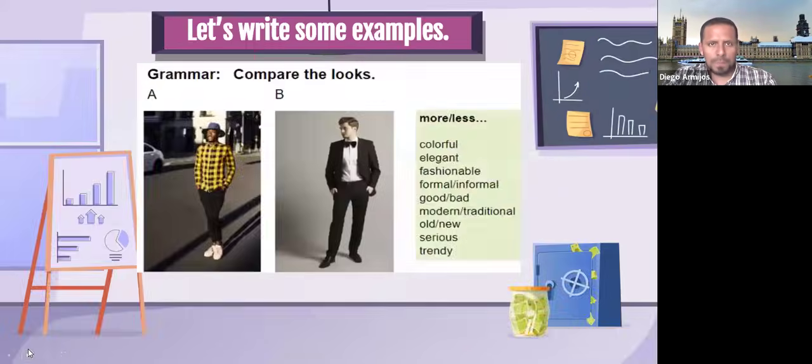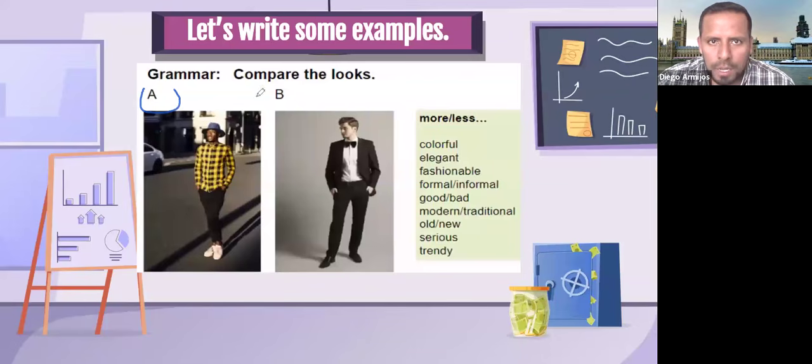So here we go. Now, here we have some examples for you to understand better. Let's write some examples here. We're gonna say, for example, we gotta compare these two pictures, picture A and picture B, okay? Here we can use more or we can use less, okay? We're gonna use the adjective colorful, elegant, fashionable, formal, informal, good, bad, modern, traditional, old, new, serious, trendy, okay?